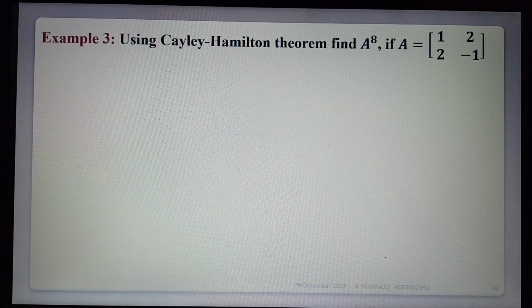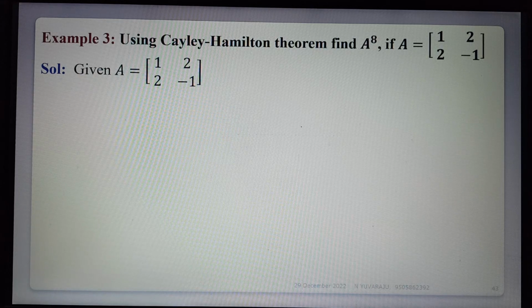Okay, so next third one, using Cayley-Hamilton theorem finding A power 8, and if A is equal to 1 2 2 minus 1, given matrix A. Next finding characteristic equation, find out.